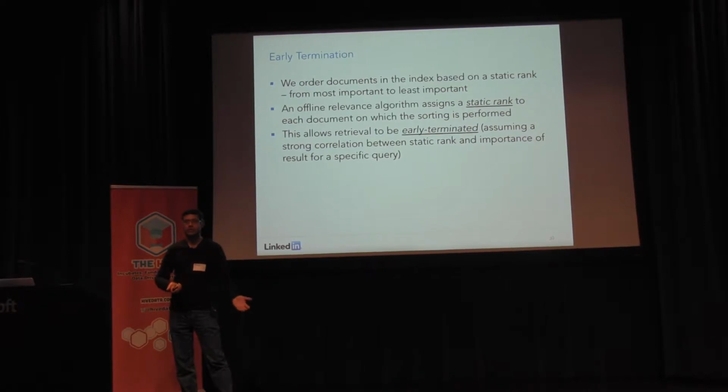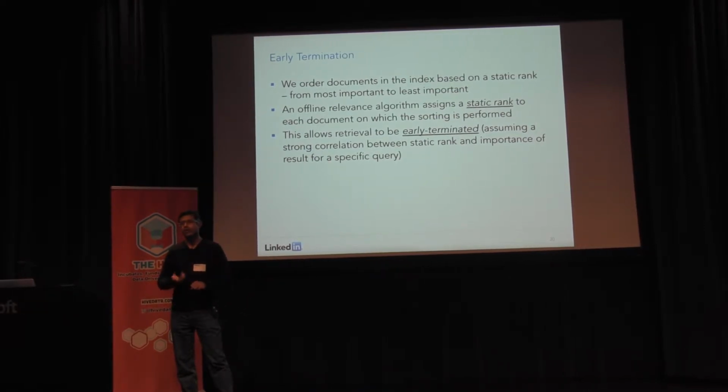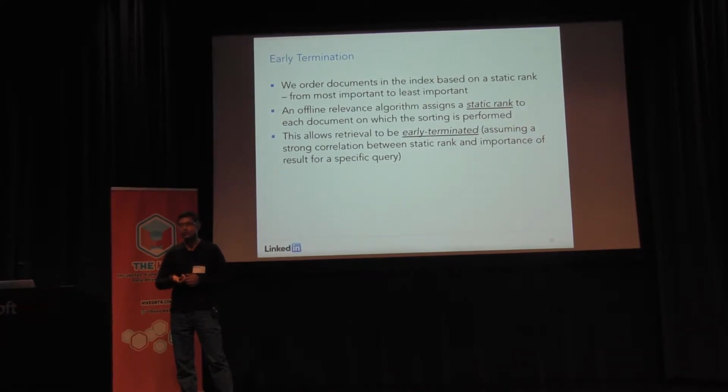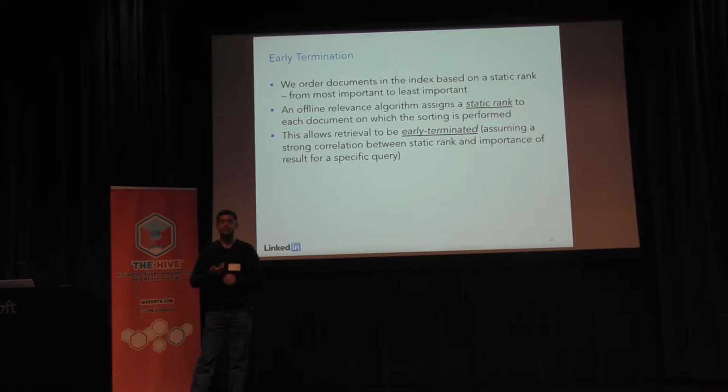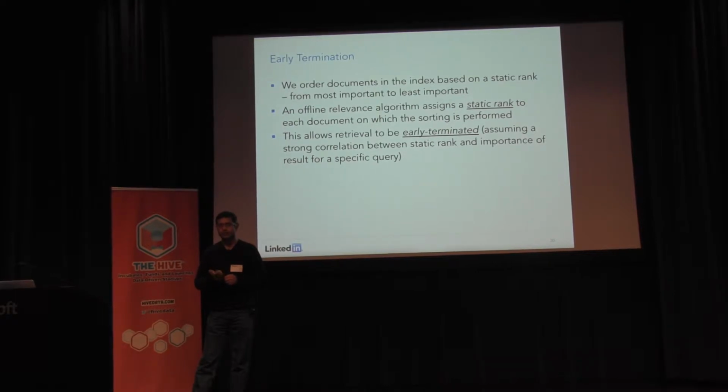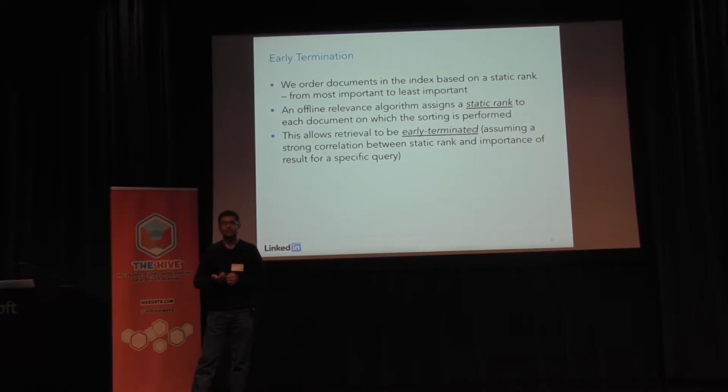matches, say, 100,000 documents. You might be quite happy stopping after 1,000 documents, because our assumption is that the static rank is reasonably correlated with the final score that the scorer assigns the document. And with that assumption, we can make the search engine faster.